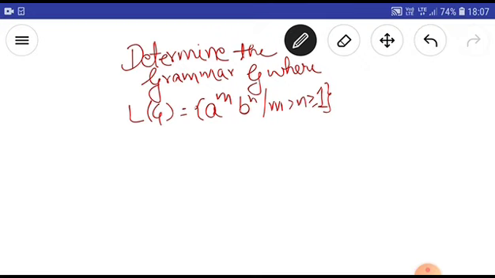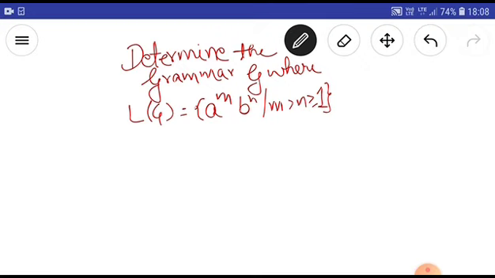What type of strings are acceptable? a raised to power m, b raised to power n. And the condition given here is that the m value should always be greater than n, and the n value should be equal to 1 or greater than 1. So keeping these considerations in mind, we have to make those strings which are acceptable.